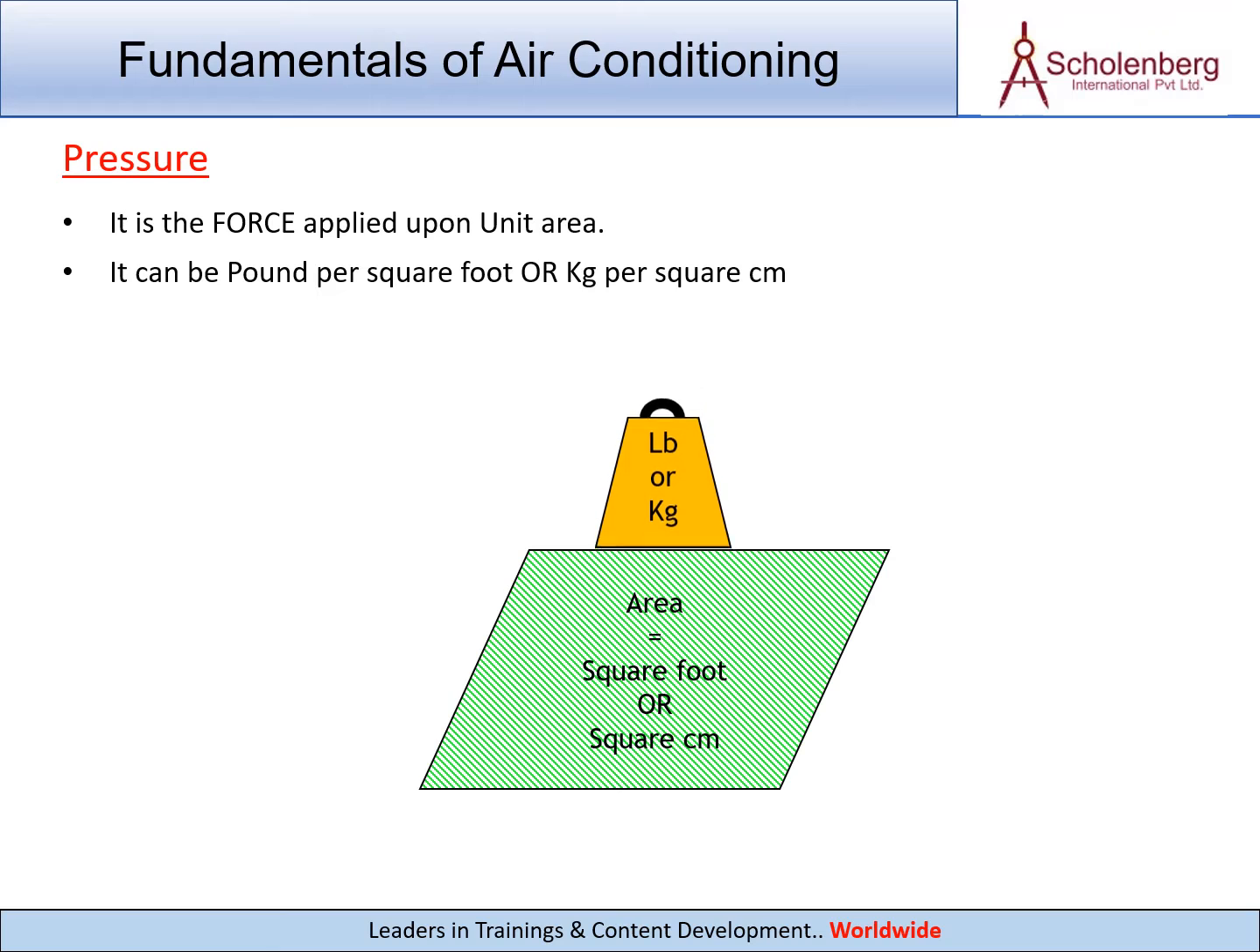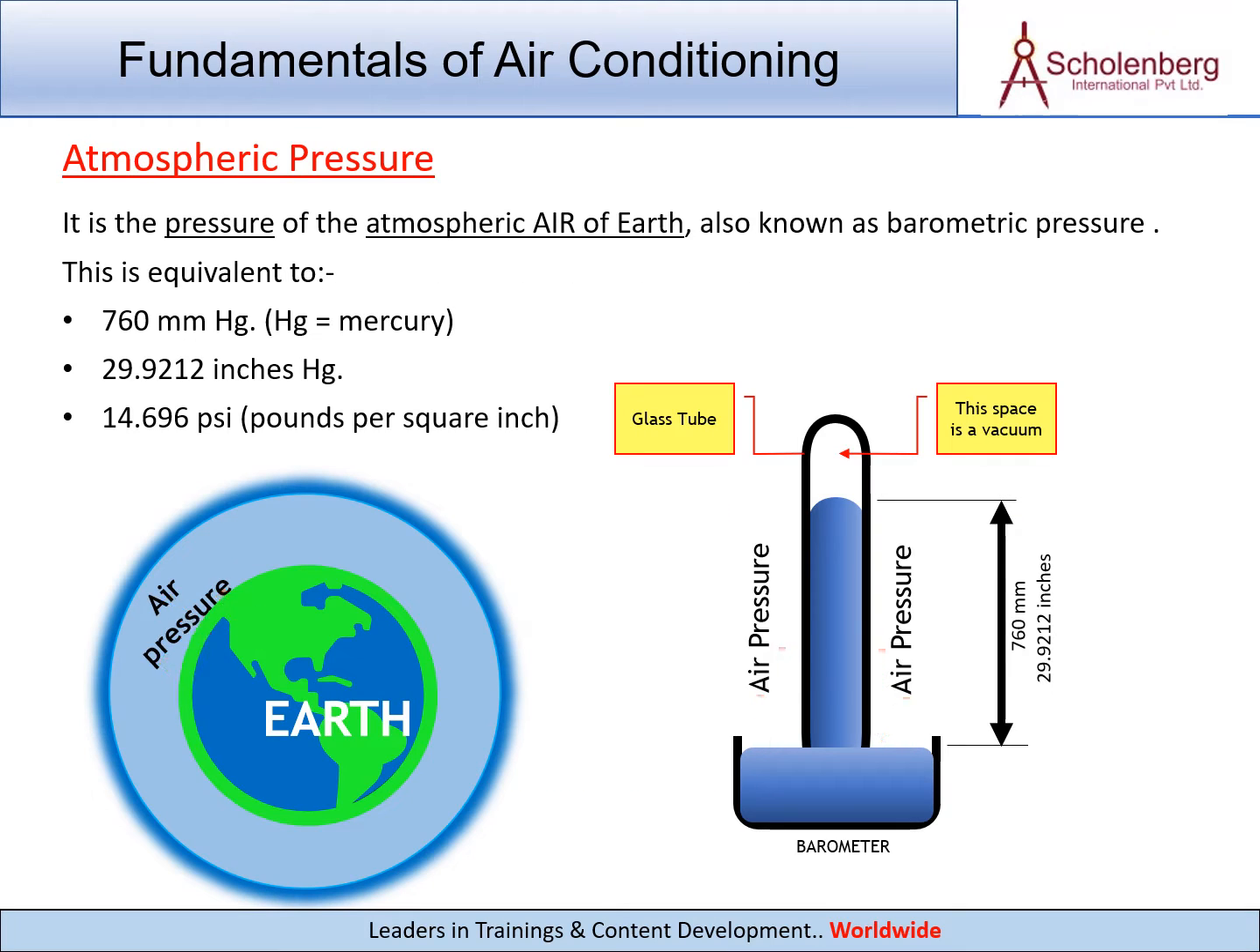Pressure. It is the force applied upon unit area. It can be pound per square foot or kg per square centimeter. Atmospheric pressure. It is the pressure of the atmospheric air of Earth, also known as barometric pressure. This is equivalent to 760 mm Hg, Hg equals mercury, 29.9212 inches Hg, and 14.696 psi, pounds per square inch.